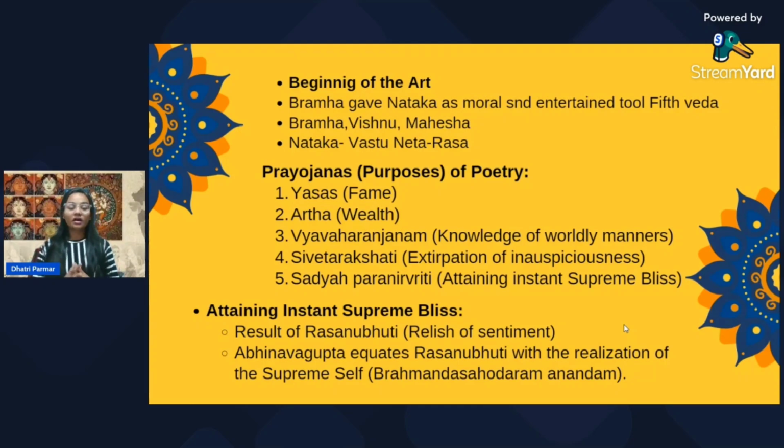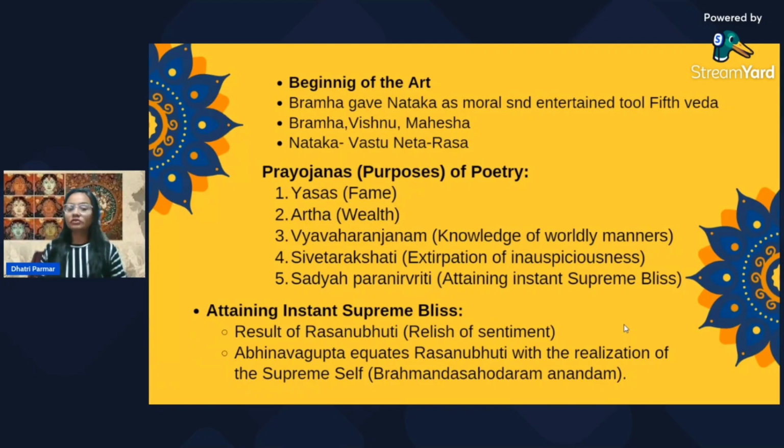Nataka consists of three kinds of things. The first is Vastu, meaning plot. There is a plot in Nataka. Second is Neta, the protagonist, and third is Rasa, the emotions that arise. There is a story behind that, and with the help of all these components, there is the emergence of aesthetic pleasure.